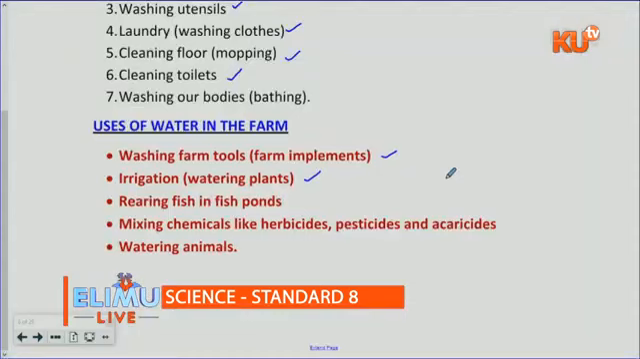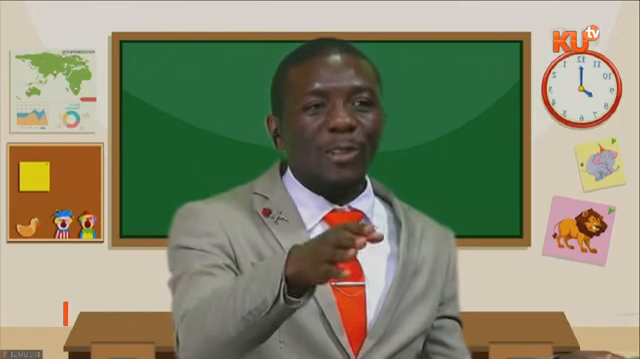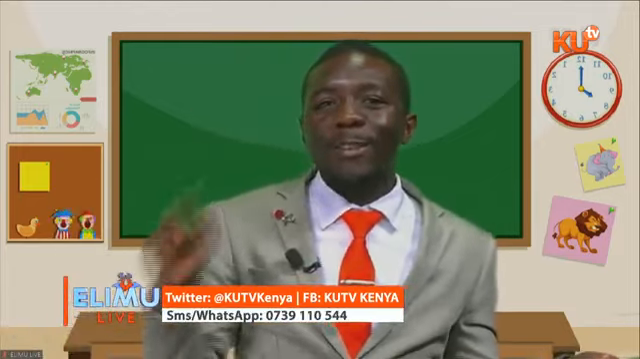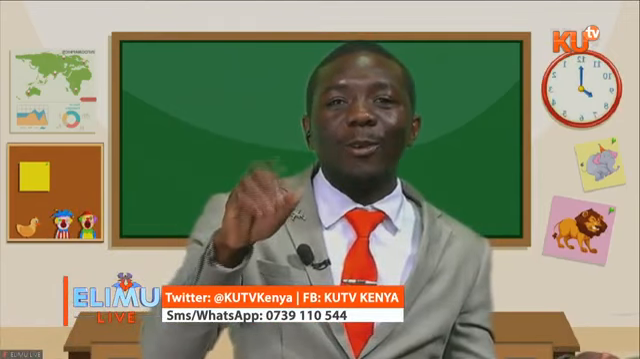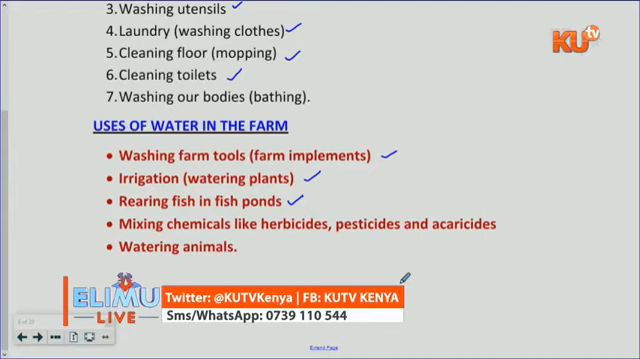And then we have another use of water in the farm, which is rearing fish in a fish pond. Fish ponds are found at our home. In grade one, I believe they told us a fish is a domestic animal. A fish is also a wild animal. So it can be grouped as both domestic and wild, because it can be found in a fish pond and also in a lake. A lake is not found in our homes. That's why it is grouped as a wild animal. Fish are found in seas. That's why we group it as a wild animal. So fish is both a domestic and wild animal. That's why we find them in fish ponds.